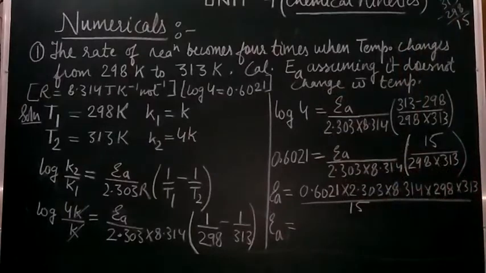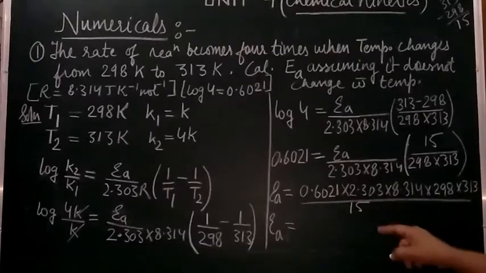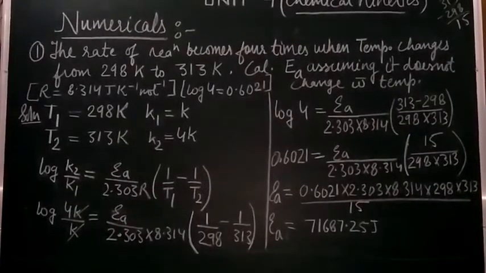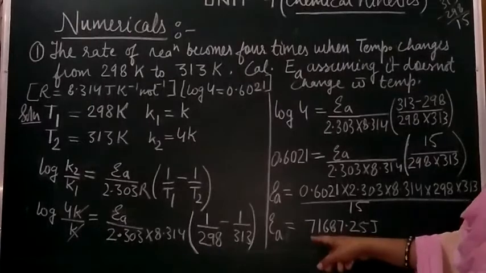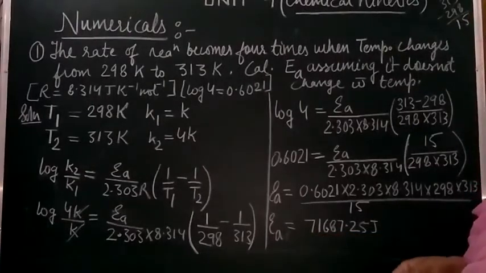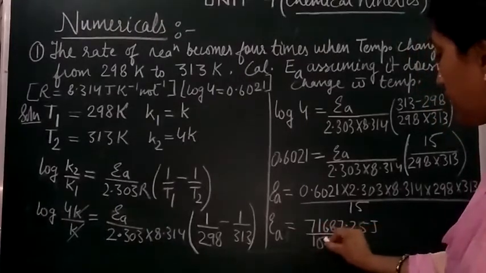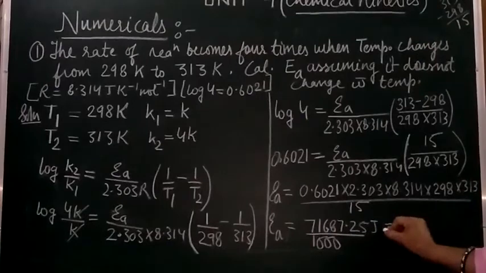Because we have put the gas constant value here as 8.314 joule per Kelvin per mole. So whatever answer you are getting here, it will be in joule, right? And you have to divide it by 1000 so that we get the answer in kilojoule. So here students, we will just do the calculation and find out the activation energy. Now students, on solving you will get 71687.25 joule, and as I said you have to divide it by 1000 so that you get the answer in kilojoule.